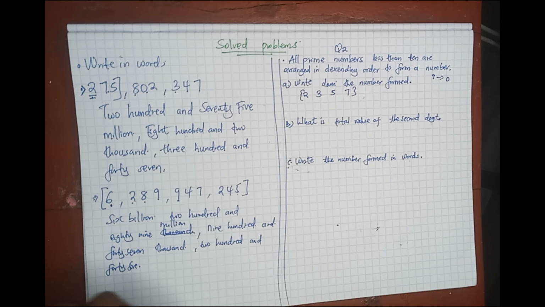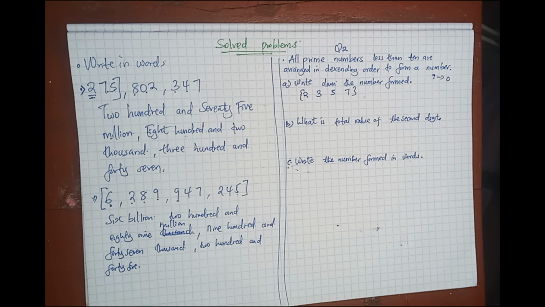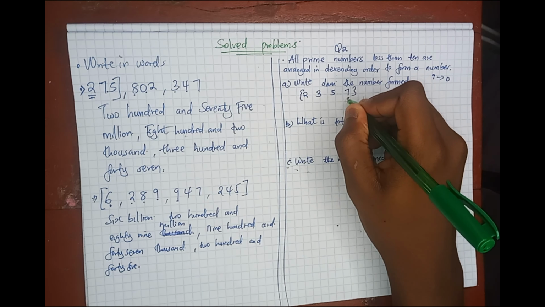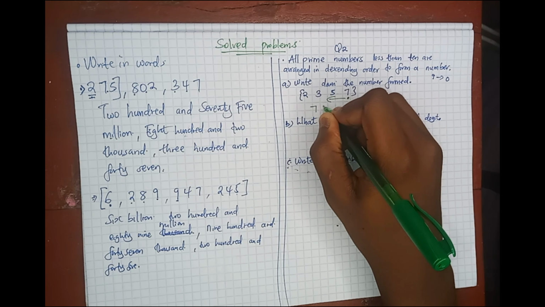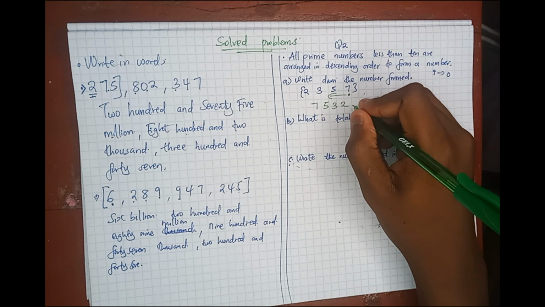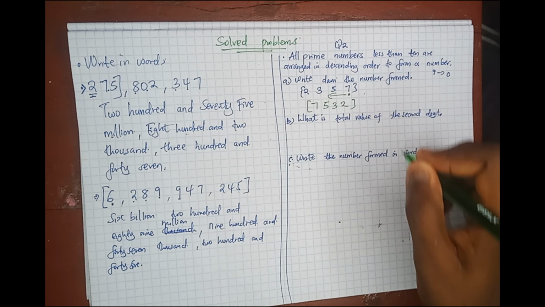So from there, let me use another pen. So arrange them in descending order. From this side to this side. So itakuwa 7, 5, 3, 2. So that's the answer to the first question.